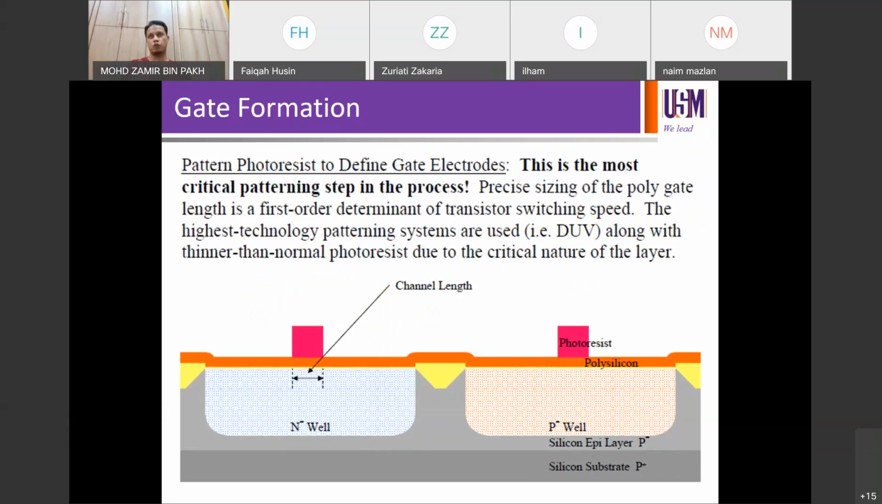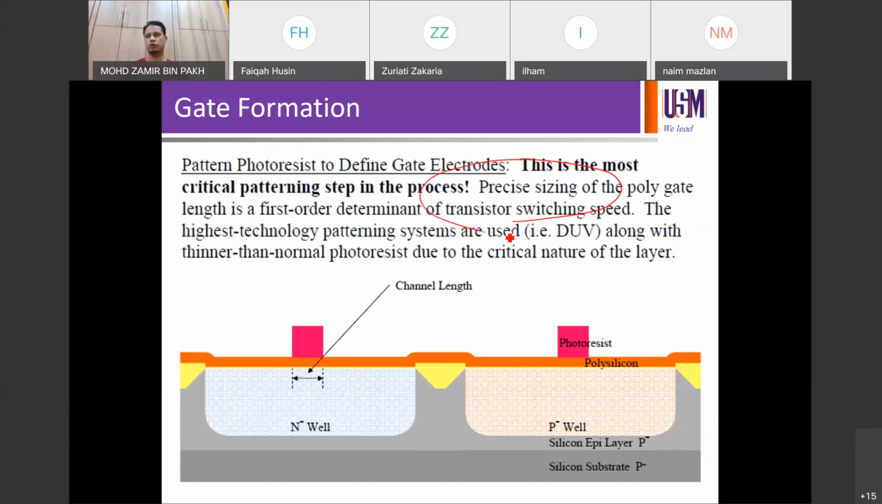So this is where you see the role of perhaps EUV, ArF, DUV to define the small feature, the technology node, for example. If you talk about sub-5 nanometer, 5, 3, 2, then the EUV is going to define the dimension of your gate. That will determine the speed, the quality of your device, right? So this is the most critical patterning step in the process. Precise sizing of the polysilicon gate is a first order determinant of transistor switching speed.